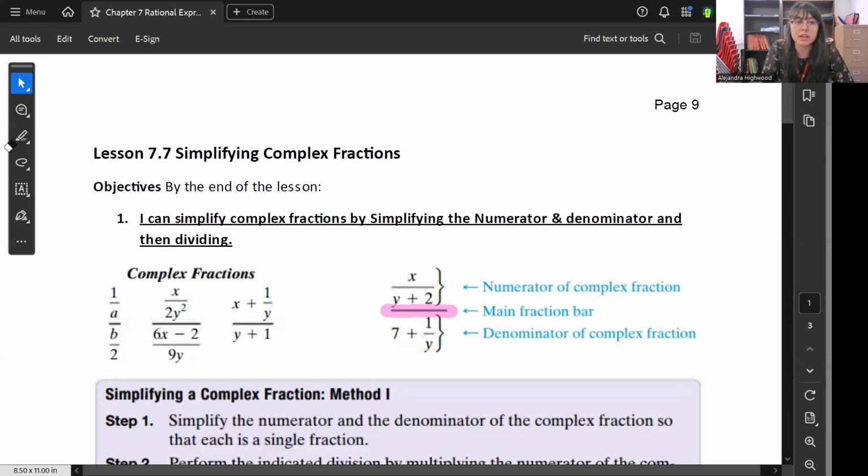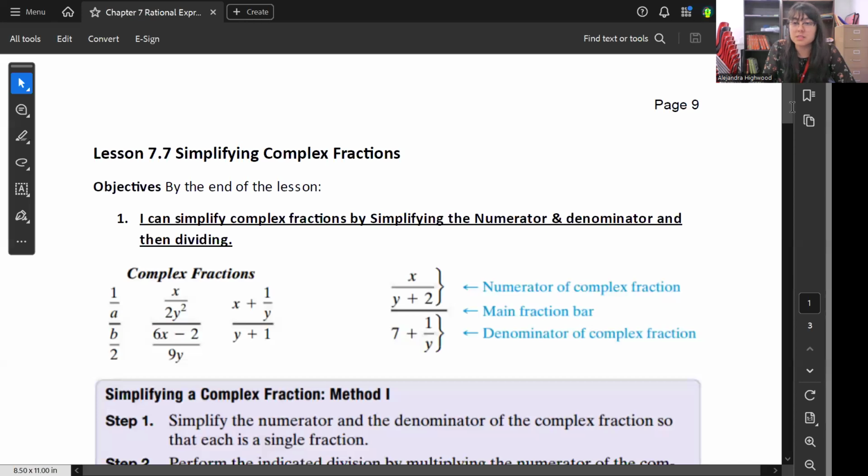Take time to recognize where your main fraction bar is. For example, in this complex fraction, looking at this one over here, the middlemost bar is your main fraction bar. Your numerator is going to be the top half of that fraction bar, just like with a regular fraction. And the denominator is going to be the bottom half of that main fraction bar. What we're going to do in this first objective is focus on simplifying these wonderful fractions.